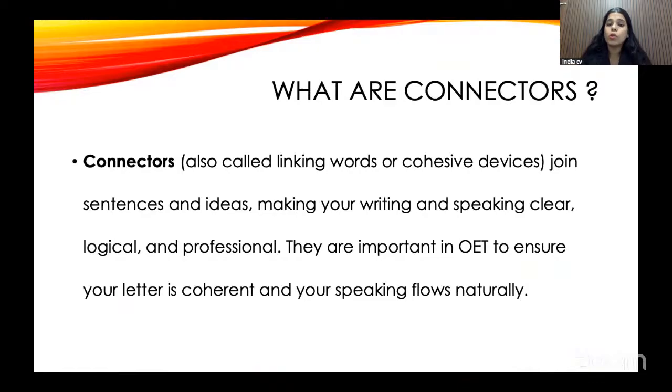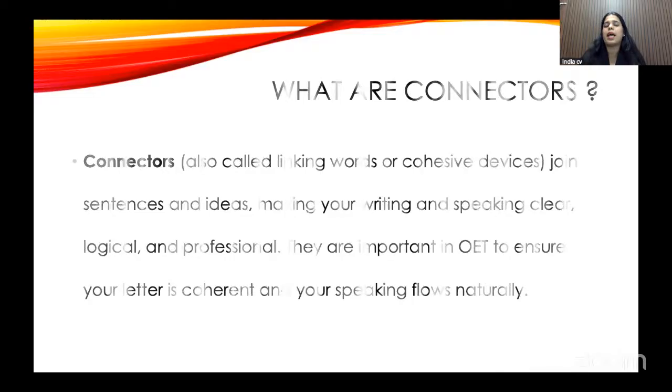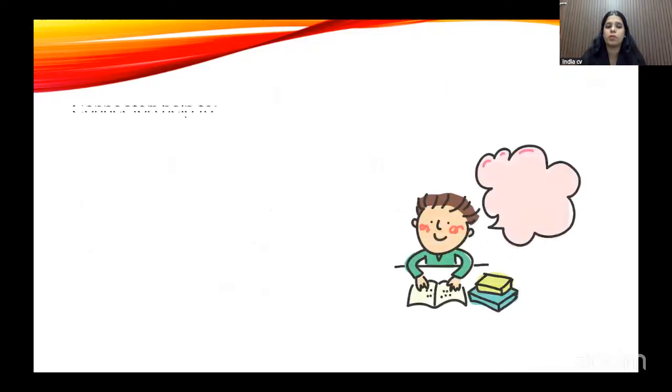Connectors are also called linking words or cohesive devices. That means that they join sentences and ideas. They make your writing and speaking clear, and you are able to get more marks if you use them effectively. Now, it is very important that you try to use them, and your speaking will flow naturally once you understand the use of connectors. So, let's see what exactly these connectors are used for.